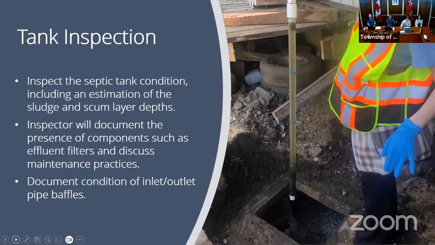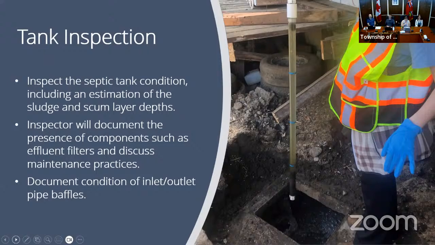So now we're going to break down the inspection a little bit more into the various components. So we're calling this a tank inspection. For the most part, this is your septic tank inspection. However, some similar information would be collected if we're talking about a pump tank or potentially a distribution box. So we would be inspecting the tank for its condition. So that could be the state, the type of material, and then the condition of that material.